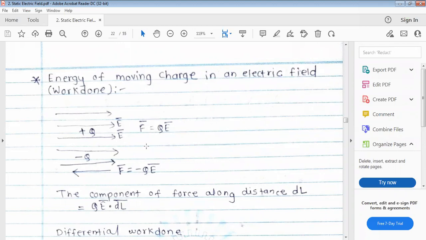As we all know, the equation for electric field intensity comes from Coulomb's law. We are finding electric field intensity, where E bar is nothing but F bar upon Q. We are moving that test charge, so it is F bar divided by QT. So we can write the equation for F bar as Q into E bar.